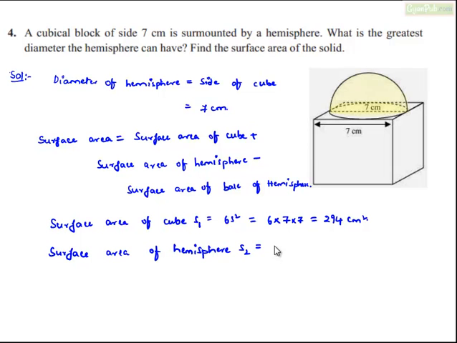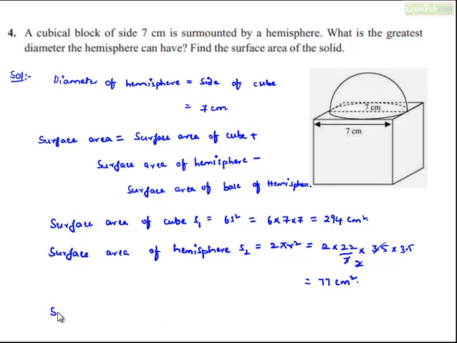S2 is equal to 2 pi r square, which is equal to 2 times pi value 22 by 7 into r square. Here we have the diameter of hemisphere as 7 centimeters. Therefore the radius will be half times diameter, that is 3.5 centimeters. So that will be 3.5 into 3.5. 3.5 goes in 7 2 times, and 2 goes into 2 1 time. So now we are left with 22 times 3.5, which is equal to 77 centimeters square.